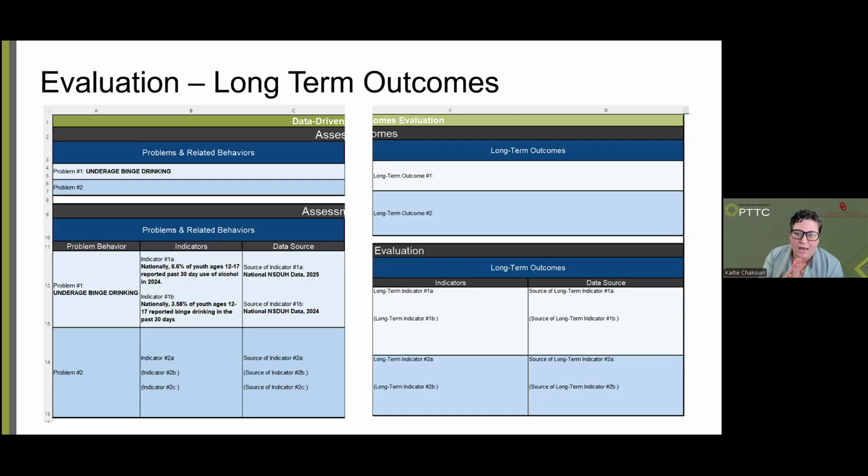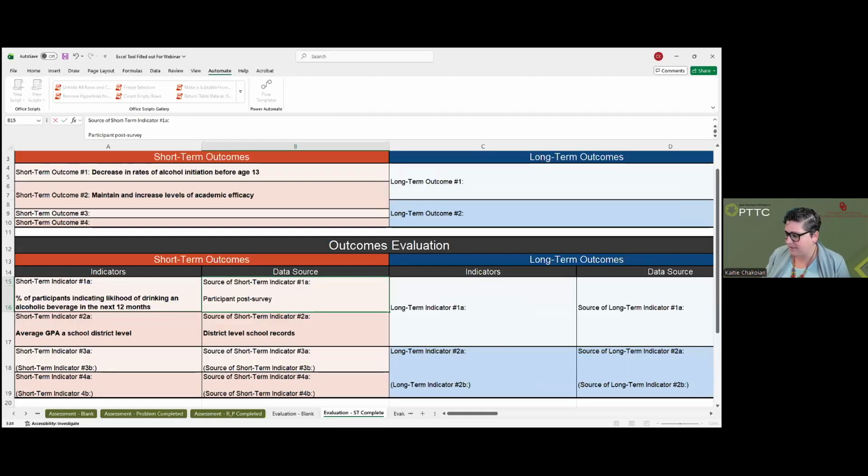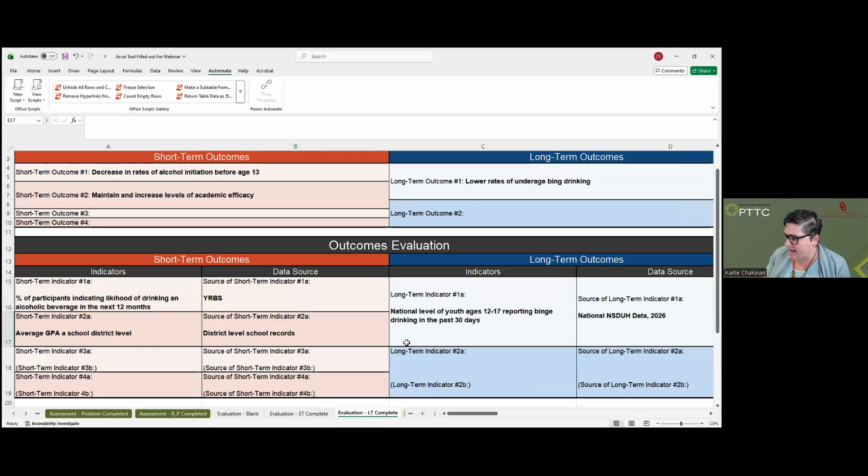Great. I'm pausing for a second. I want to encourage you to put this in your logic model, in your Excel sheet, and I'm going to bring you over and show you what that looks like in mine so you can see the sample. So here I am. I've got my long-term outcome, lower rates of underage binge drinking. And my source is the National NSDUH data, maybe for 2026. I'm looking at the exact same indicator, right? National level of youth ages 12 to 17 reporting binge drinking in the past 30 days, and I'm looking for it to go down.